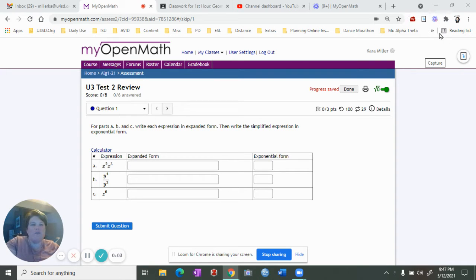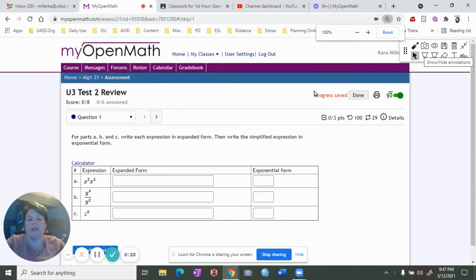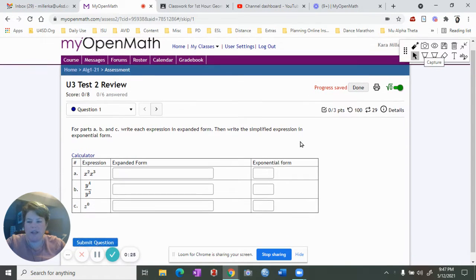Hello, here is our review for exponent rules for Unit 3, Test 2. I want to make sure that we are ready for this test, and we are going to be using our exponent rules. The first thing we are going to do in this question is expand and then simplify.